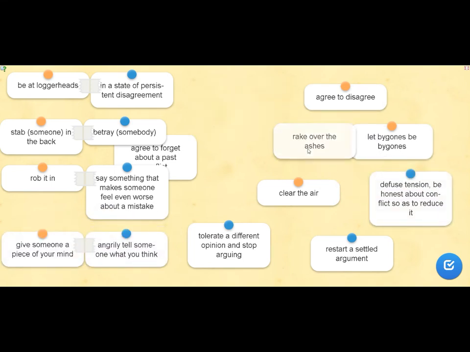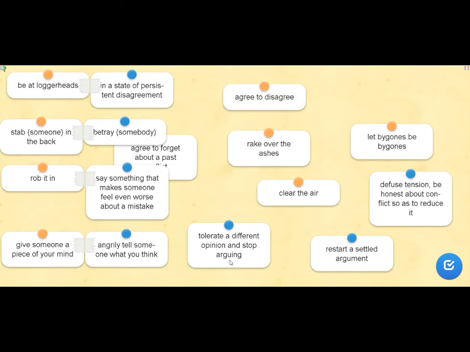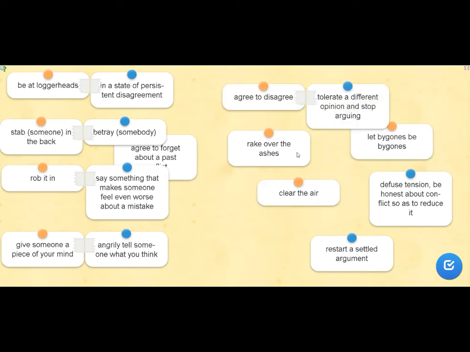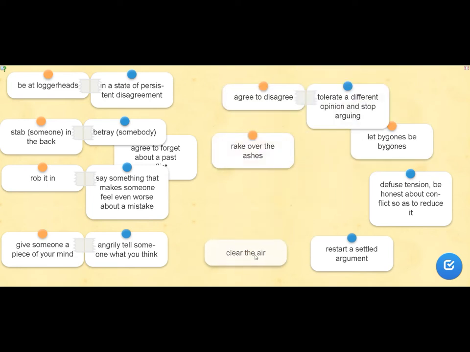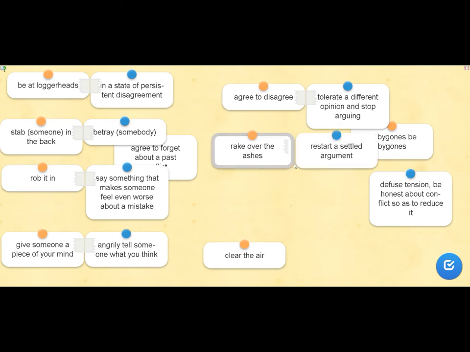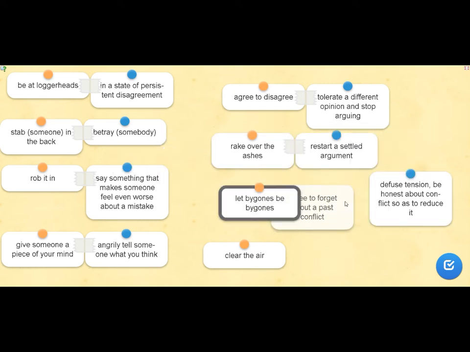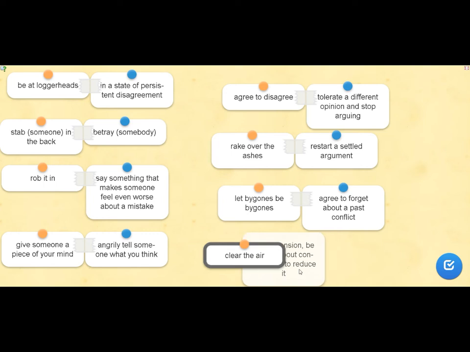To rake over the ashes means to restart a settled argument. Let bygones be bygones means to agree to forget about a past conflict, and to clear the air is to diffuse tension, be honest about conflict so as to reduce it.